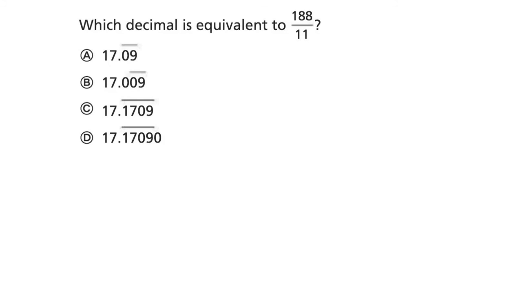Question 18. Which decimal is equivalent to 188/11? Now we are turning a fraction into a decimal. Fraction to decimal, divide your numerator by your denominator. 188 divided by 11 will give us the repeated decimal of A, 17.09 repeated.